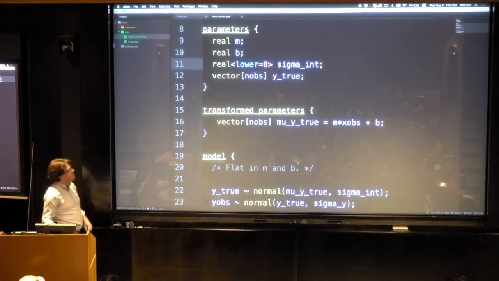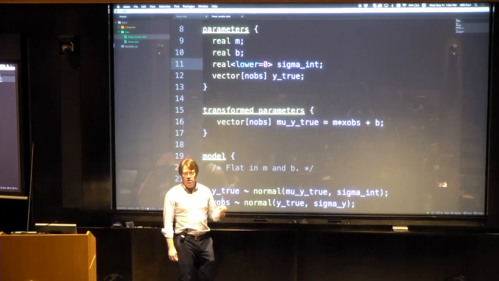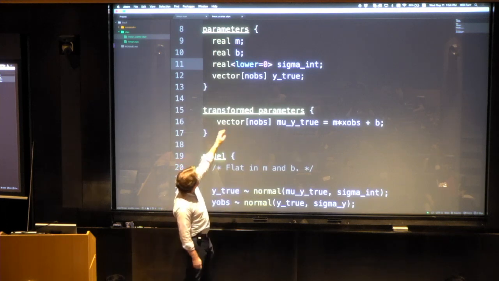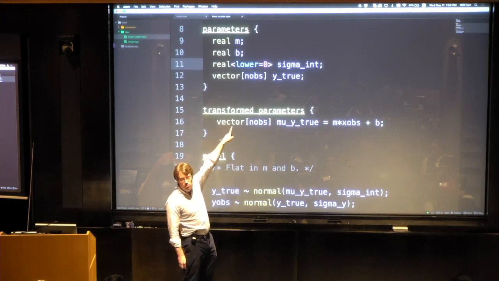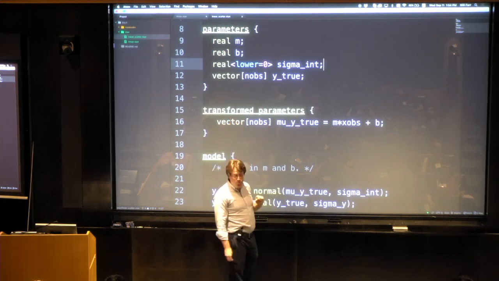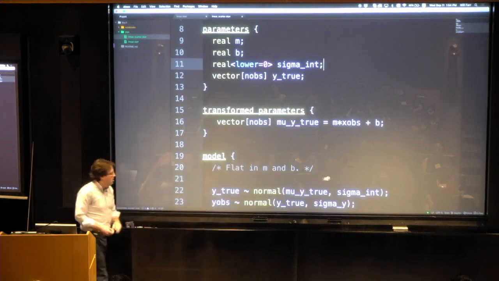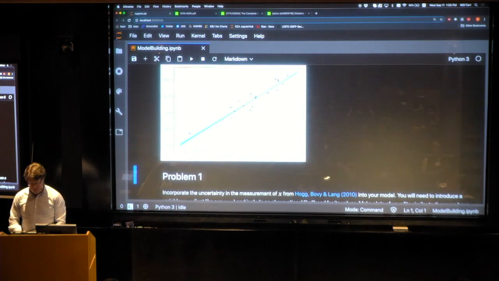So I'm just casually demonstrating features of Stan to you. Things like standard deviations are always positive, right? They can't go less than 0. So we put a constraint. Sigma is a real number with a lower limit of 0. That's the intrinsic scatter. There's n obs worth of yTrues. This is now the mean value of yTrue. Okay. Let's see what happens.